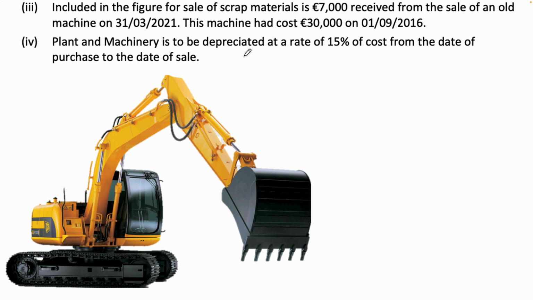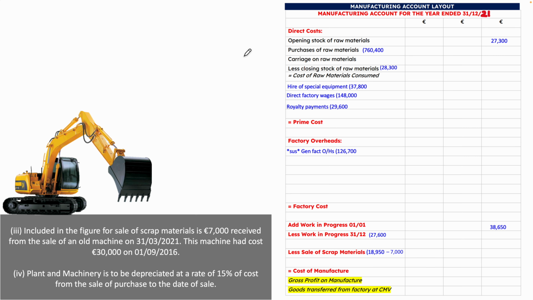Okay, so lots going on here for plant and machinery. So first things first, right? The sale of scrap materials is not the same thing as the sale of an old machine. Like, it's absolutely not the same thing. And we're told that the figure 7,000 was treated as the sale of an old machine, right? So that is completely and utterly wrong, okay? So we have to take it out of that account then.